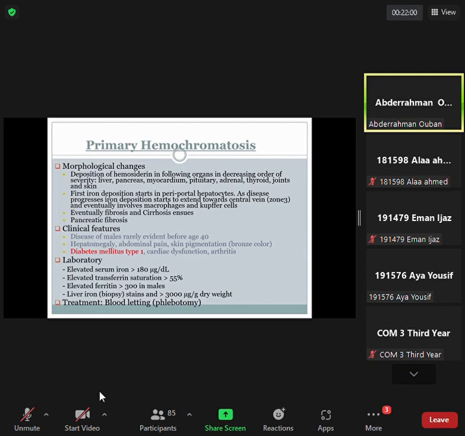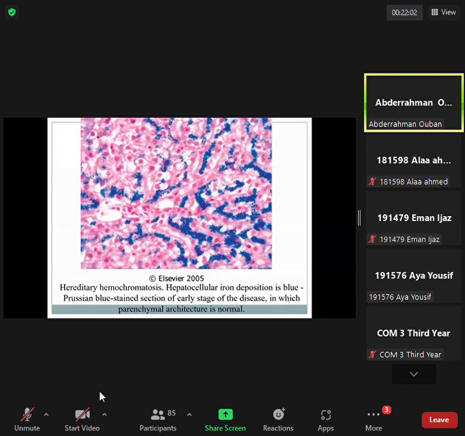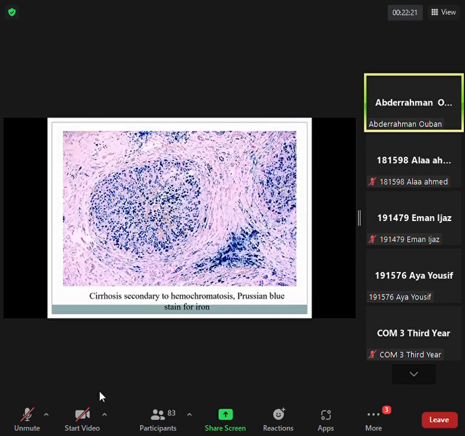Here's an example of that, where you see the accumulation of this iron within the liver architecture. At one point in time, the normal lobular architecture will be gone, and you will start to see again the regenerative nodule that is inundated with the accumulation of iron in it.